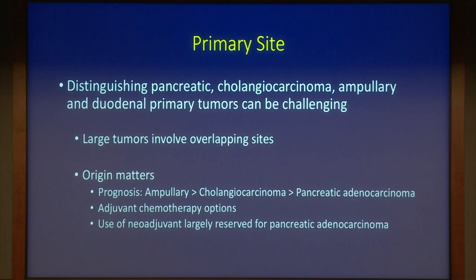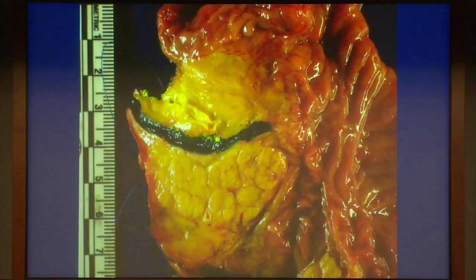Believe it or not, we sometimes have to struggle to distinguish the primary site in a Whipple resection, distinguishing pancreatic from cholangiocarcinoma within the pancreas from ampullary tumors. And this can be challenging because large tumors can overlap as they grow. Origin actually matters for several reasons. One is the prognosis is different from ampullary to cholangio and to the worst one, which is pancreas. Adjuvant chemotherapy options differ, and for example, the use of neoadjuvant therapy is largely reserved for pancreatic adenocarcinoma.